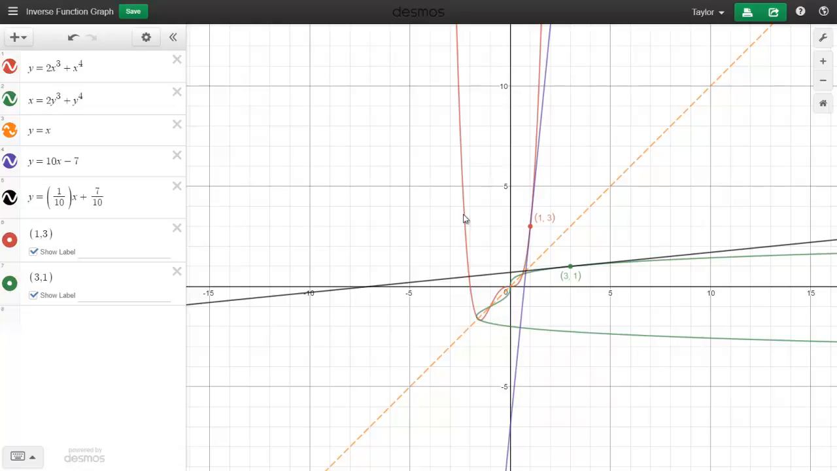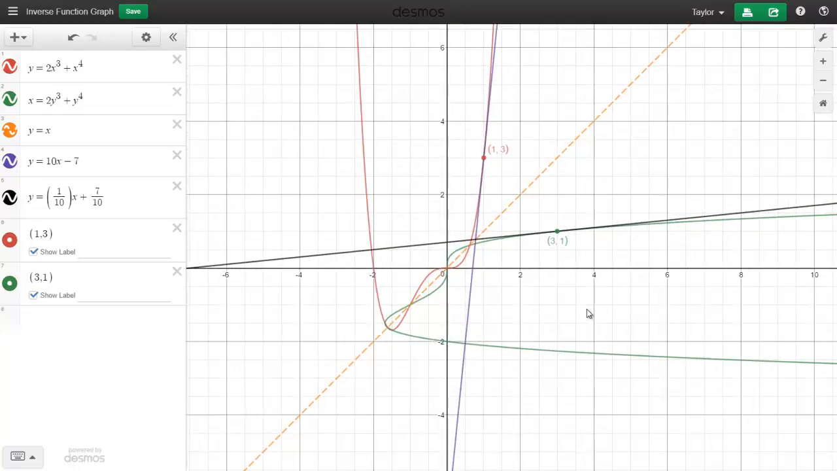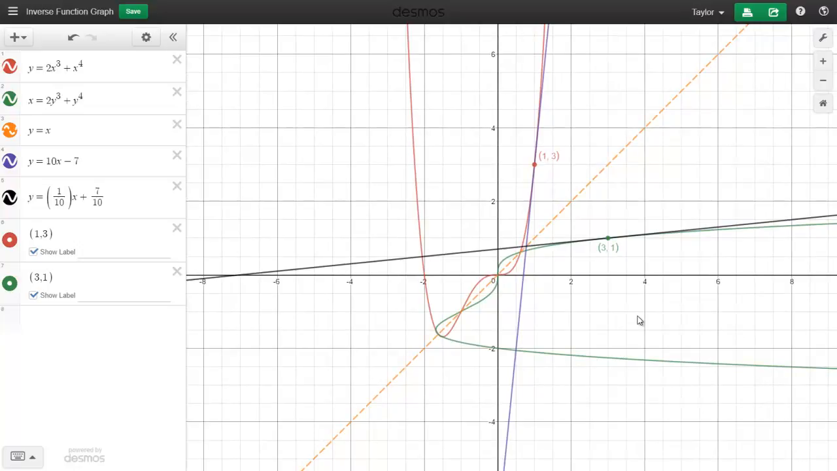So just to remind you, the red curve right here, that's f. We know the equation of f. The green curve over here is f inverse. We do not know the equation of f inverse. We couldn't find that easily. But we used either implicit differentiation, or the method described in Theorem 3.17, to find the slope at this point. So the slope of the black tangent line at (3, 1), we found to be 1 over 10.